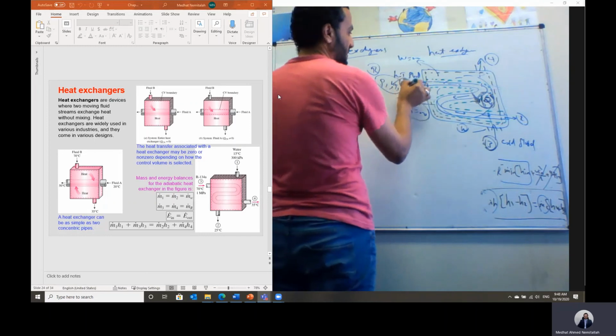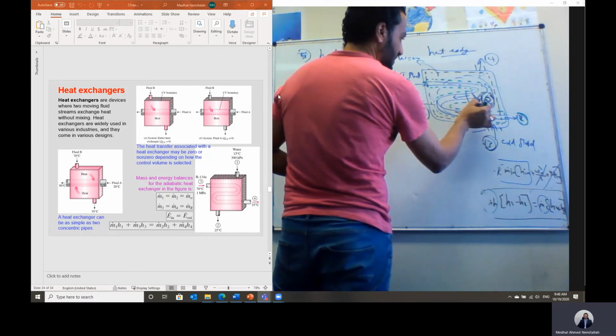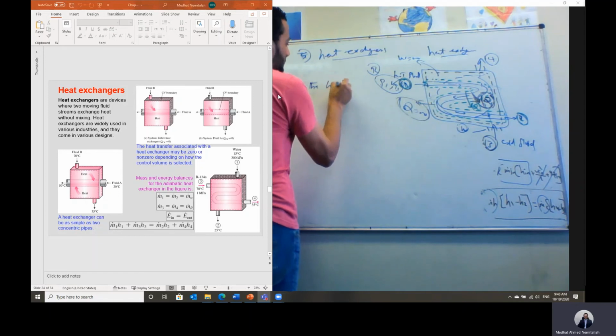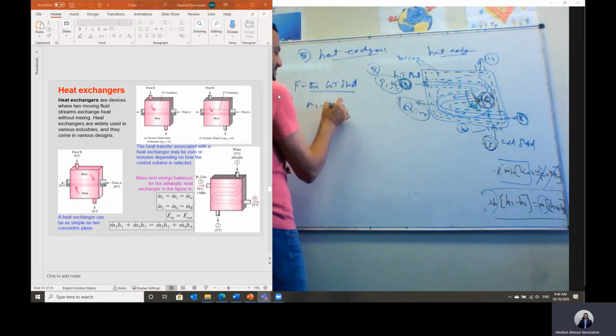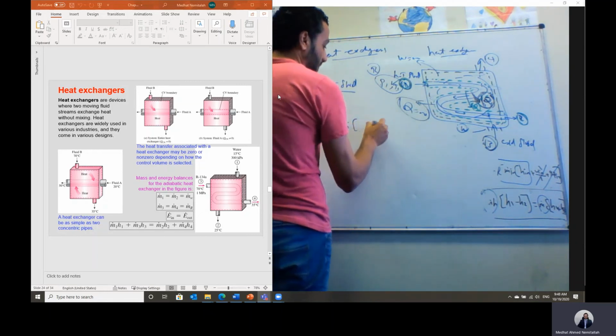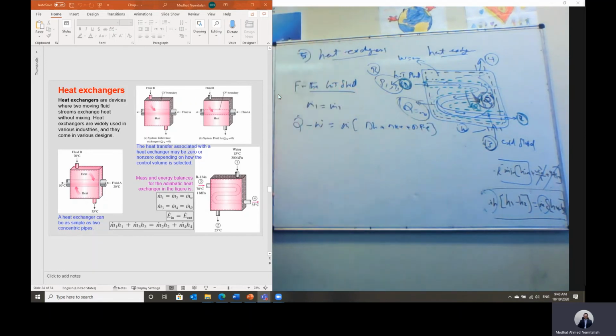In this case, we have a single stream coming in at section 1 and leaving at section 2, and heat is transferred from the hot fluid to the cold fluid. So let's apply the first law of thermodynamics for the hot fluid, considering the hot fluid only inside this tube. The mass equation is m dot 1 is the same as m dot 2, single stream. Apply the first law of thermodynamics: Q dot minus W dot equals m dot times delta H plus a change in kinetic energy plus a change in potential energy.